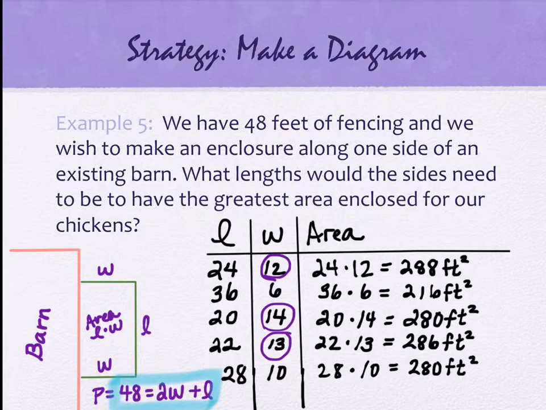Okay, we're going to try one more thing. We're going to try this 11 down here because it's the only other possibility that sort of hasn't been checked out that's really close to the 12. So if I have 11, what will I have for my length? 26. And what do I get if I multiply 26 times 11? 286 is right.